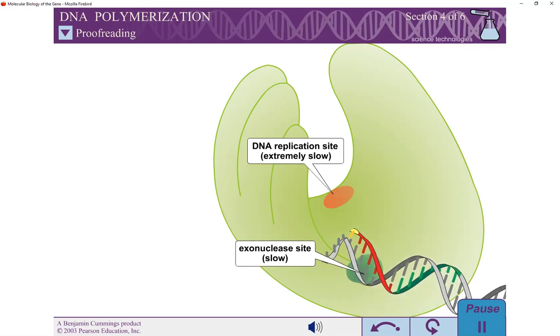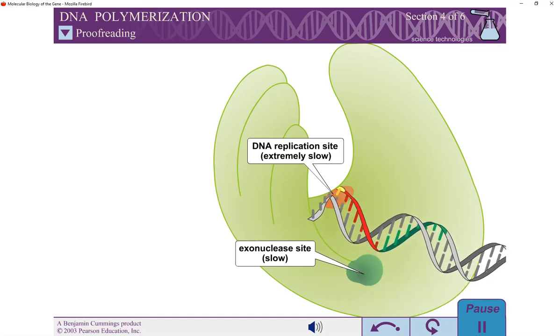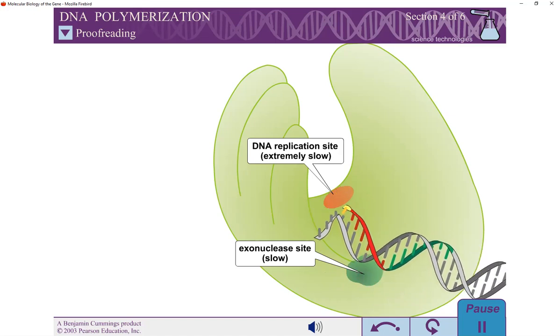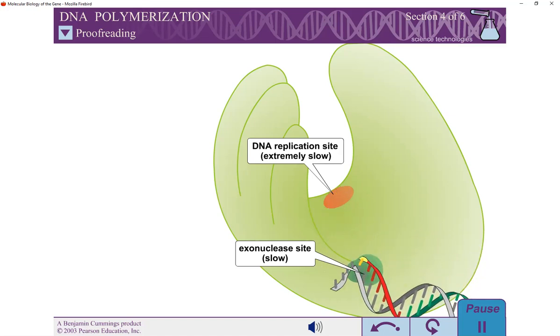Removal of the incorrectly paired base is a matter of kinetics. With a mismatched base, the diminished replication rate is now slower than the exonuclease rate, and therefore excision of the mismatched base is greatly favored over polymerization on top of the mismatch.